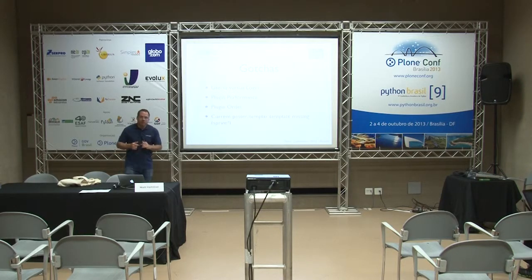The other one is plugin performance. These plugins get called lots of times, especially authenticate credentials. When you make a single request to your Plone site, authenticate credentials will probably be called 10, 20, 30 times for that request. So put some caching in there if need be. If you're looking up something from an external data source, please cache it. Use MemoWise or some other caching mechanism. Otherwise, everything will grind to a halt. You have to be aware of that.